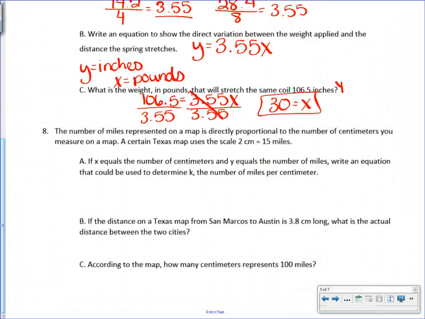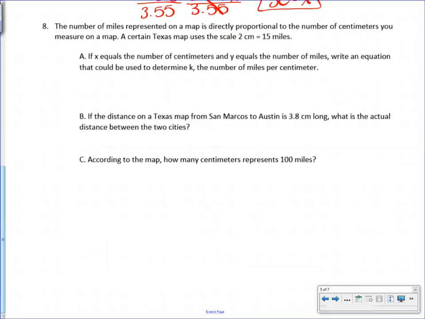Number 8. Same type of problem, only now we're talking about centimeters and miles and what those represent on a map. So a certain Texas map uses the scale 2 centimeters equals 15 miles. So letter A, if x equals the number of centimeters and y equals the number of miles, so you just told us our variables, write an equation that can be used to determine k, the number of miles per centimeter.